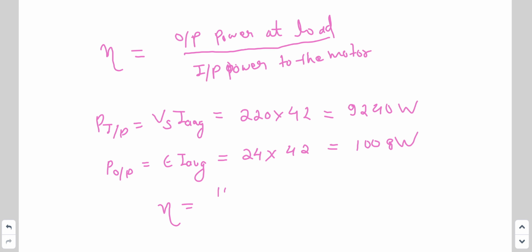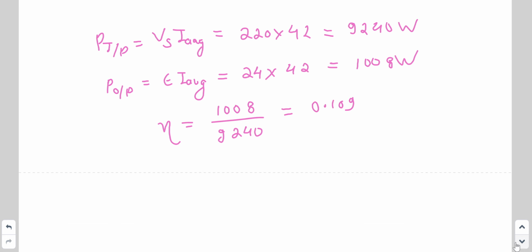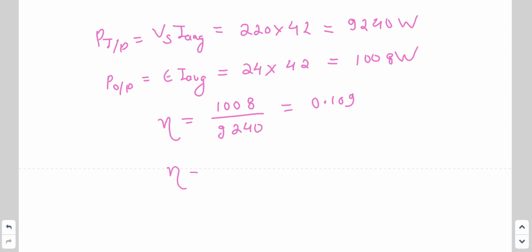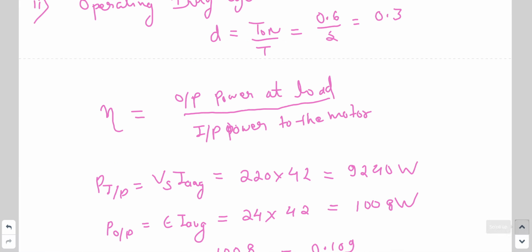So 1008 divided by 9240. It will be 0.109. By multiplying by 100, our efficiency will be 10.9%. So it is the efficiency of our motor on supplying voltage.